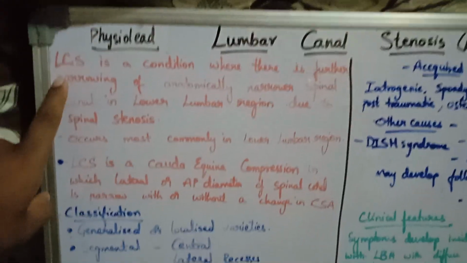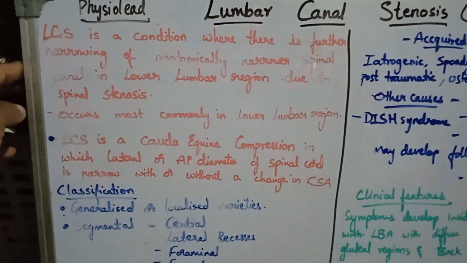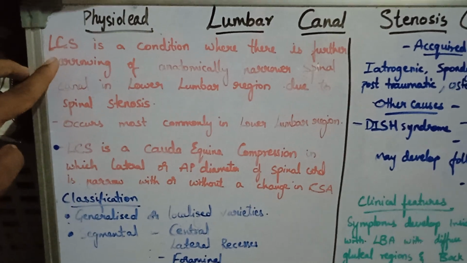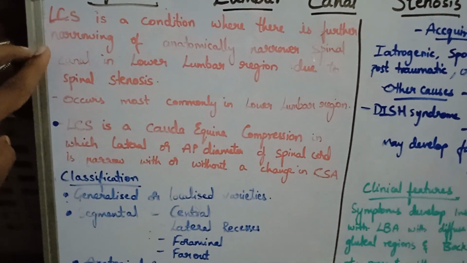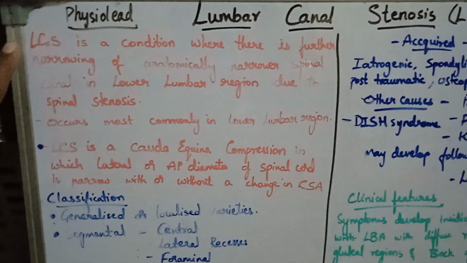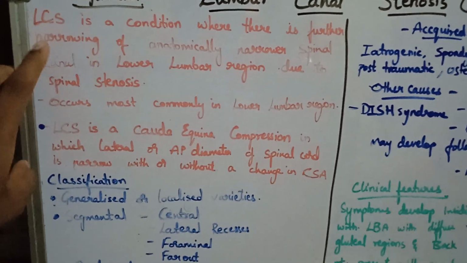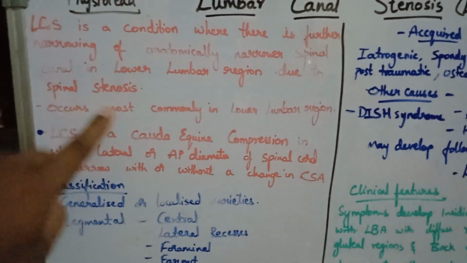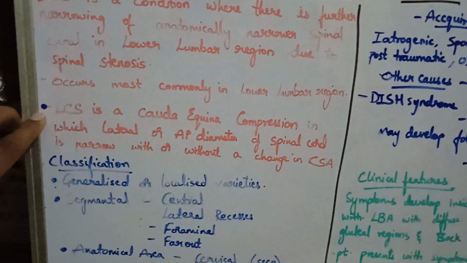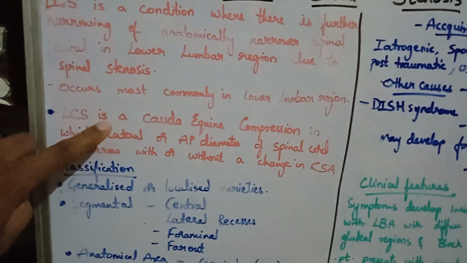So let's go to the definition. Lumbar canal stenosis is a condition where there is a further narrowing of the anatomically narrower spinal canal. So the spinal canal is primarily narrower and now again we are further narrowing it. It mostly occurs in the lower lumbar region due to spinal stenosis. So this is the actual definition where lumbar canal stenosis is a cauda equina compression.